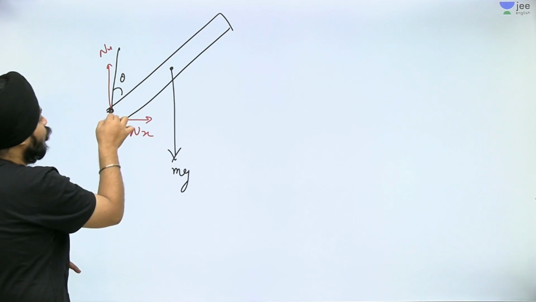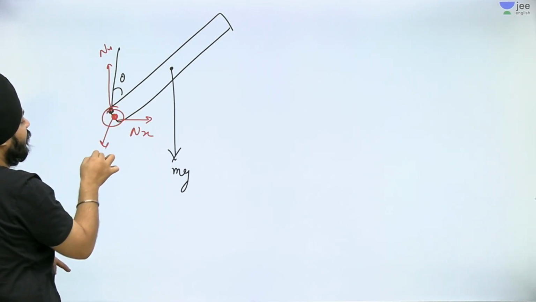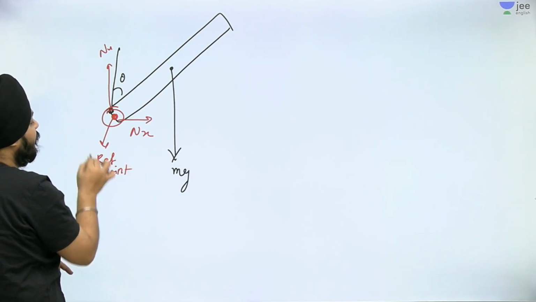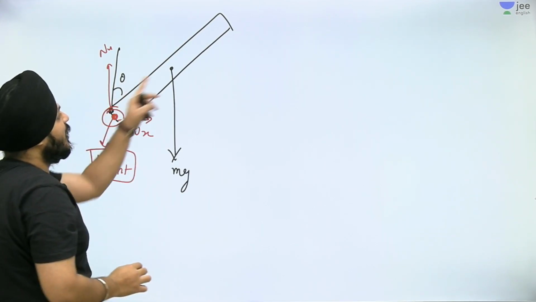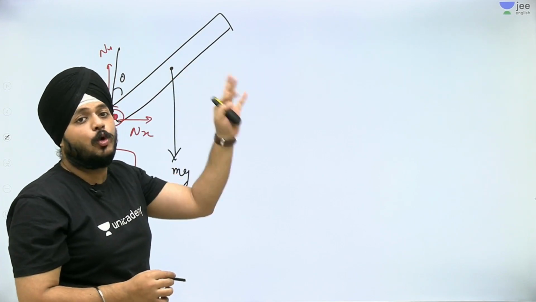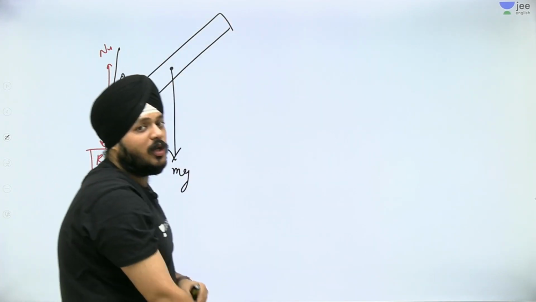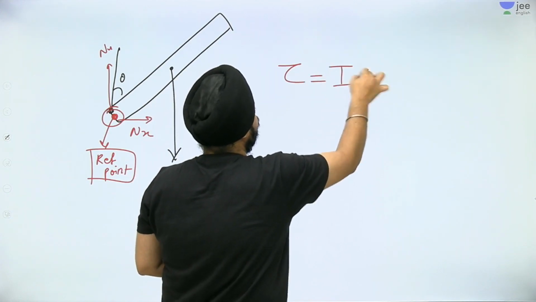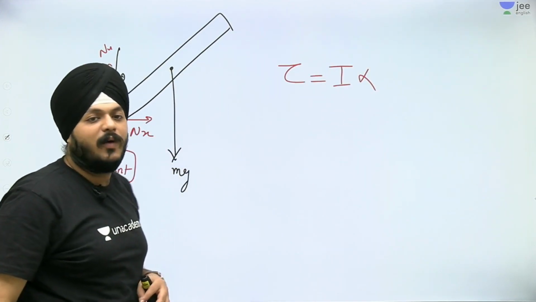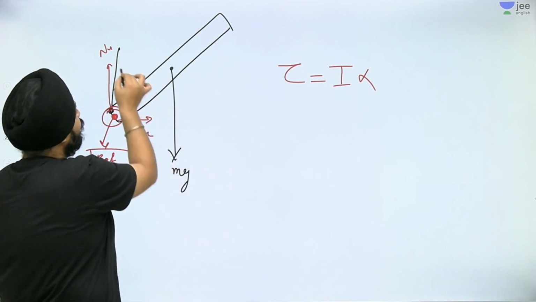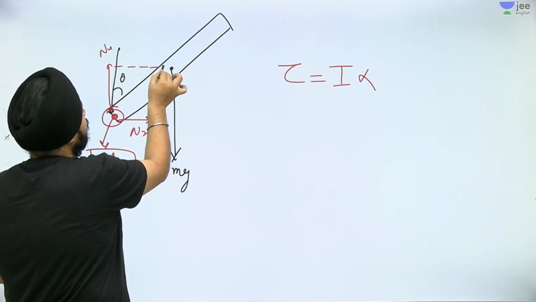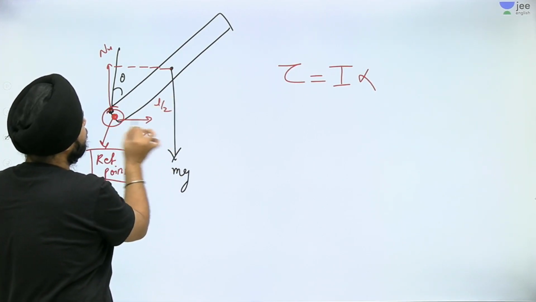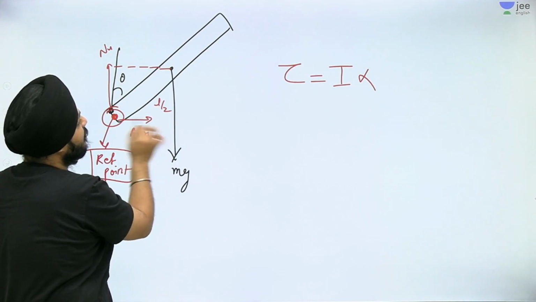But we have to calculate the torque about this reference point. In this case, only one force will produce the torque, and that also in the clockwise direction. So according to the equation of torque, tau is equal to I alpha. For mg, what would be the perpendicular distance? This is L by 2. So can I say, if this is theta, then it is L by 2 sine theta.